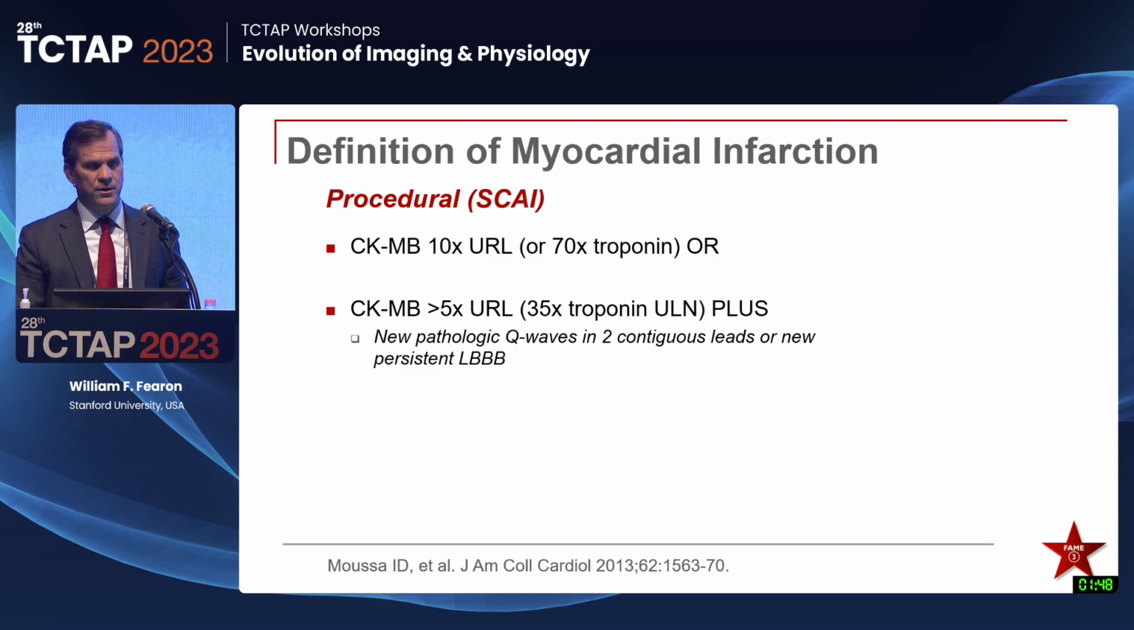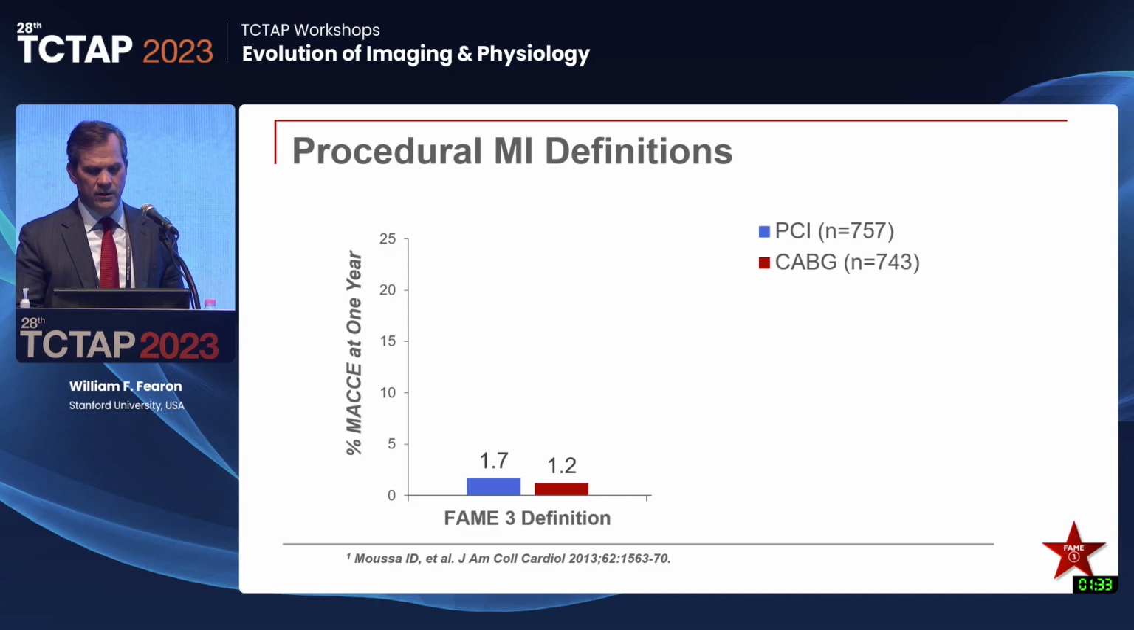This one has two definitions, or two components to its definition. One is just a biomarker elevation, or the second component is a slightly lower biomarker elevation with new Q waves. So it's a little more inclusive of a definition. Now, when we look at FAME3, using the FAME3 definition, you see that procedural MI was quite low and it was similar between the two groups.